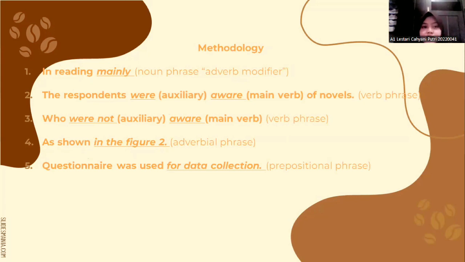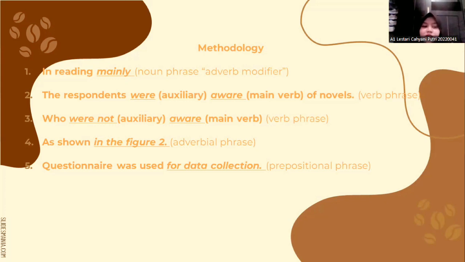"In reading mainly" includes a noun phrase because "mainly" is a modifier that modifies the noun headed by "reading". So, "the respondent were aware of noun", in this sentence is included in the verb phrase because "were" is an auxiliary and "aware" is the main verb.